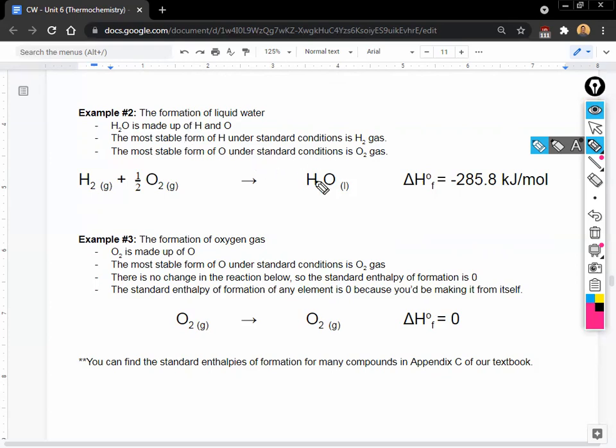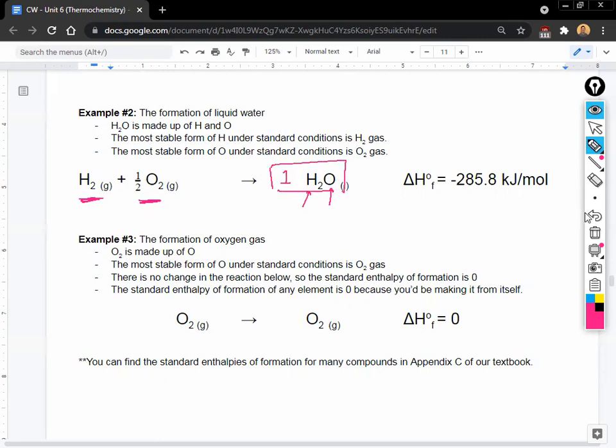Anyway, so another example would be H2O, right? H2O is made out of hydrogen and oxygen. And so the most stable form of hydrogen is hydrogen gas, H2 gas. The most stable form of oxygen is oxygen gas. And we have a 1/2 here because remember, for enthalpy of formation, we're talking about 1 mole of the product.